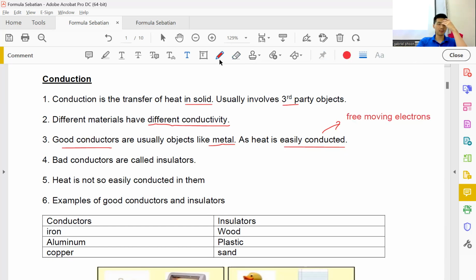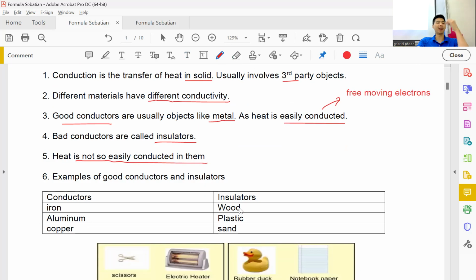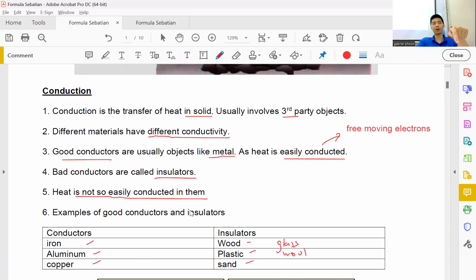Okay. Then obviously bad conductors are things known as insulators. Insulators cannot easily conduct heat. Good examples of insulators are basically everything but metal. Wood, plastic, sand, glass, wool, rubber, right? All those things are basically insulators. Conductors are usually everything else. All the metals are good conductors. Okay? Anything you want to copy down here?